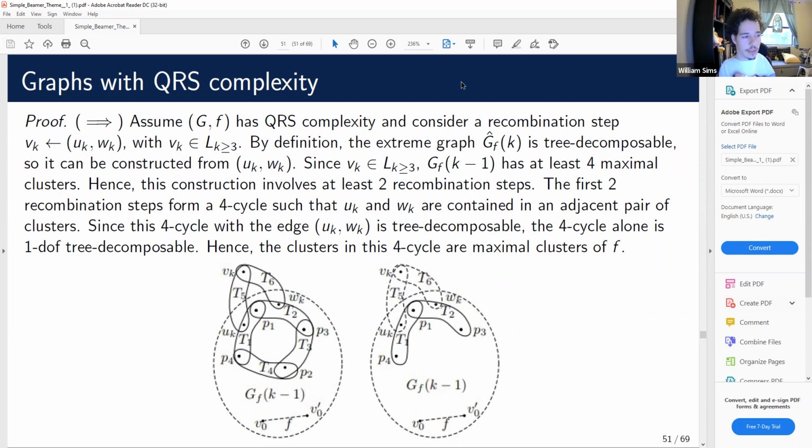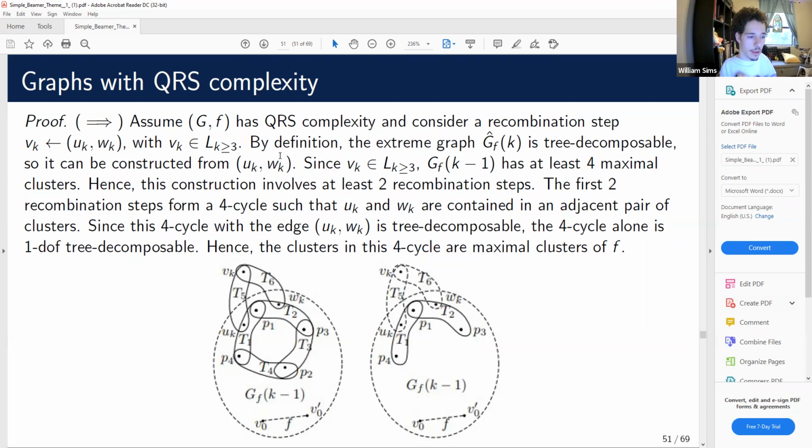Okay, so one direction is kind of easy. We're going to assume that our pair G comma F has QRS complexity, and we're going to consider a recombination step where V_k is in level at least 3. Because our pair has QRS complexity, we know from the definition that the extreme graphs are all tree decomposable. So it can be constructed from our construction step that we're interested in, the very last one, U sub k, W sub k. Because the extreme graph is tree decomposable, it can be constructed from any of its edges, and in particular, the last recombination step that we're interested in.